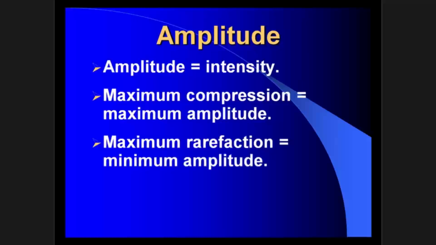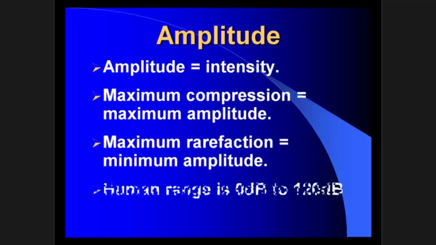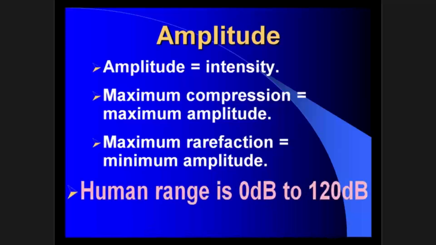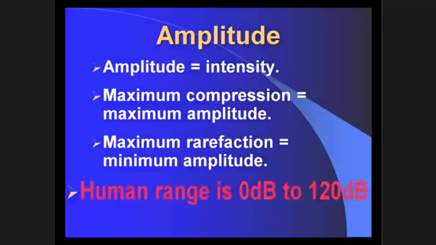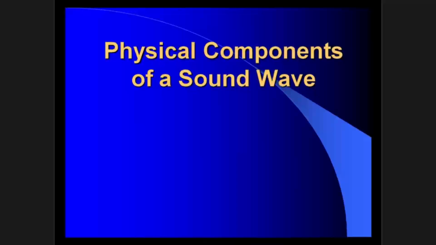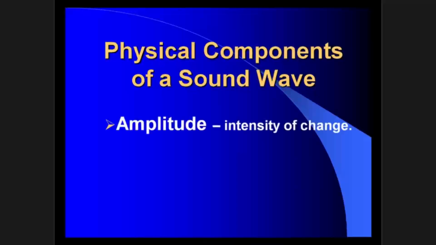What are the softest and loudest sounds a human can hear? Remember from our last module, the range of human hearing for sound intensity is from 0 dB, the threshold of hearing, to 120 dB, the threshold of pain. So our first physical component of a sound wave is amplitude.